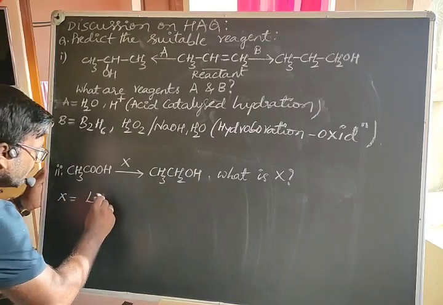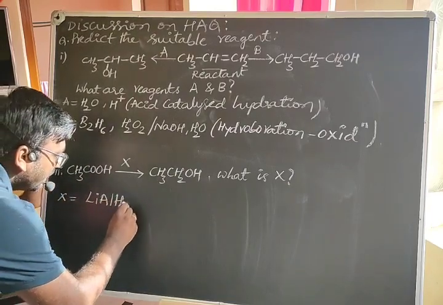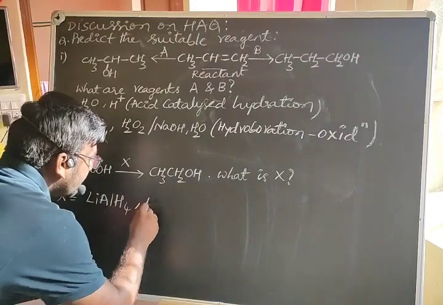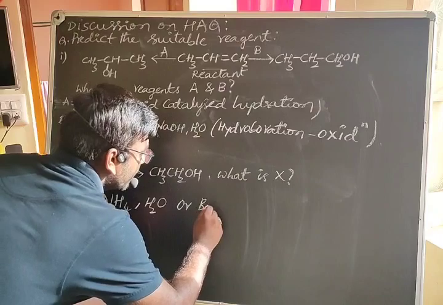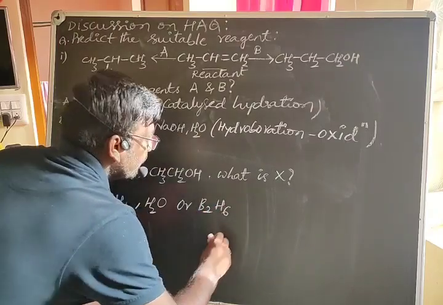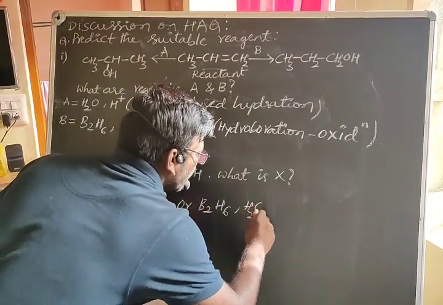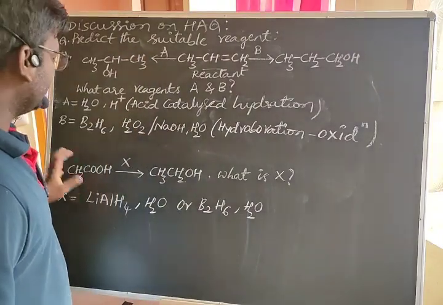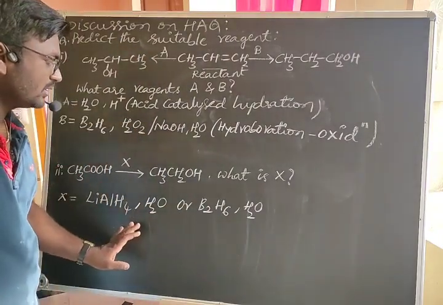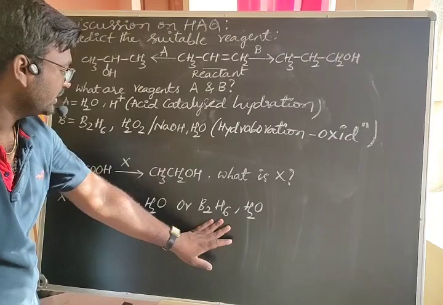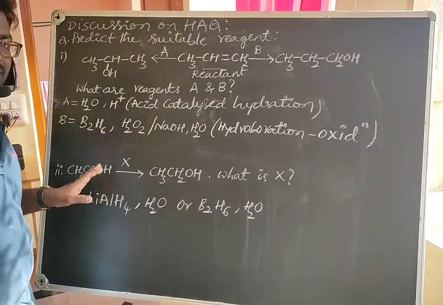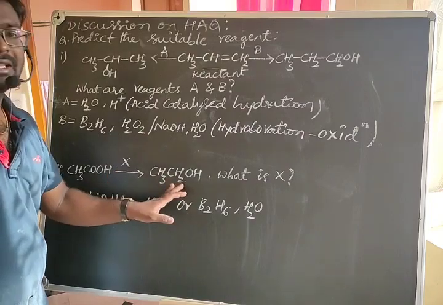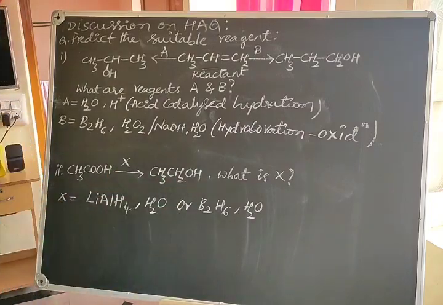We can use lithium aluminium hydride followed by the hydrolysis, or you can also use diborane followed by the hydrolysis. Okay, so if you use either this set of reagents or this set of reagents, you will see the conversion of the ethanoic acid or acetic acid to the ethanol.